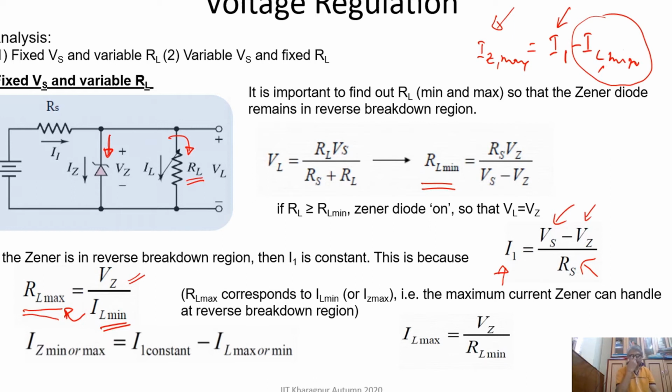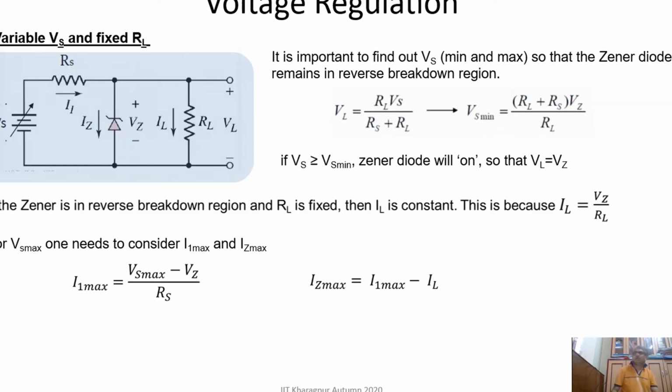if we manage to keep this resistance within this range. Okay. What about the second option, that is variable voltage source, and the load resistance RL is fixed? Here we are assuming the load resistance RL is fixed, whereas the source voltage is varying, like the one we have in the filter output.